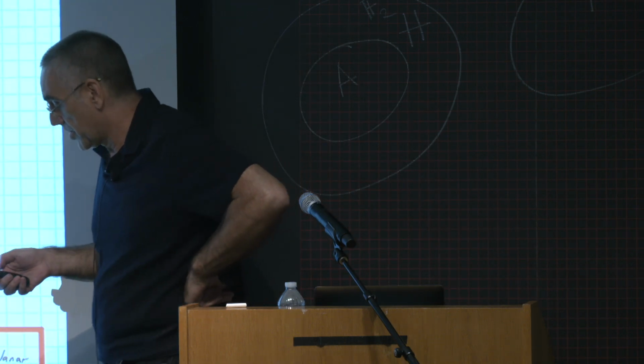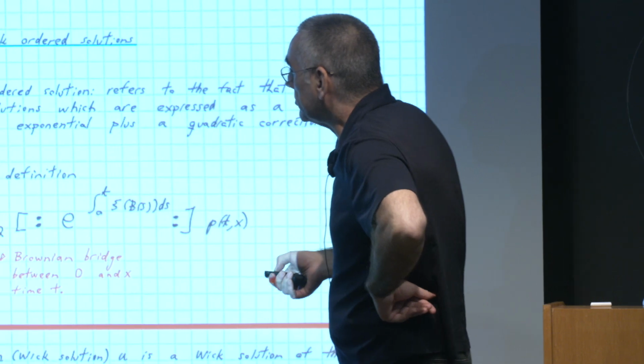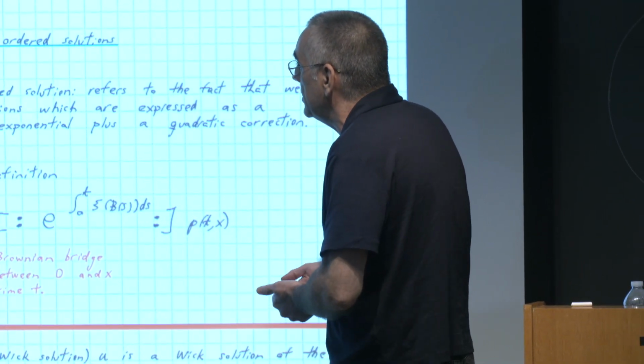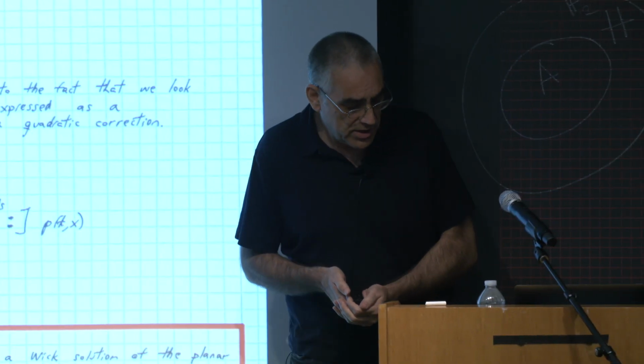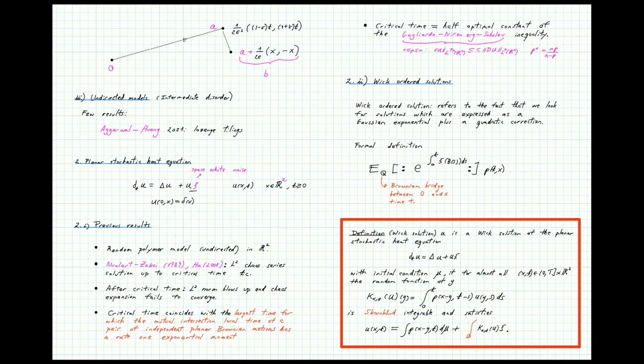Okay. Now, as I said, the main question that I want to address in this talk is how to observe the appearance of the KPZ universality class in undirected models.